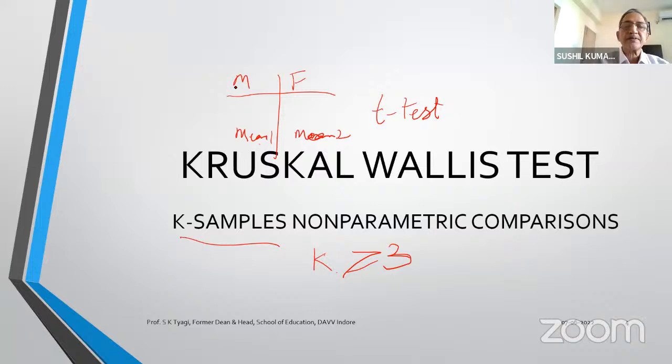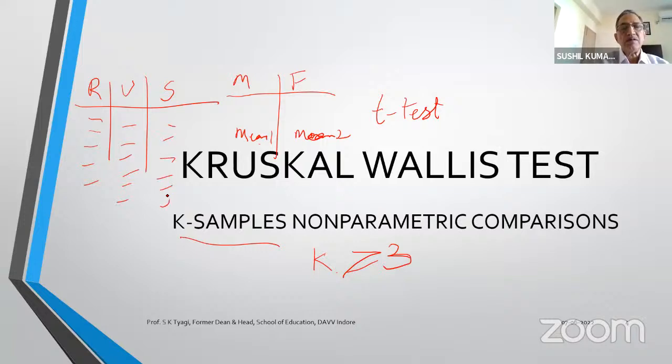When the groups are more than two, for example rural, urban, semi-urban, and we want to compare some characteristics, say anxiety or stress, so there are more than two groups. Data is on interval scale, so we compare more than two groups using ANOVA, analysis of variance.